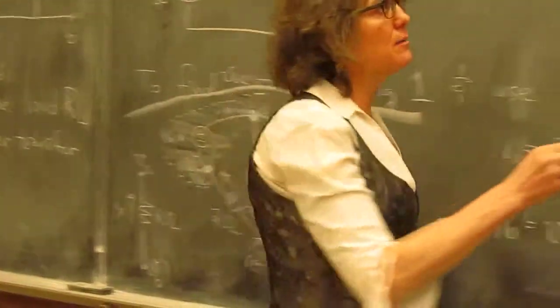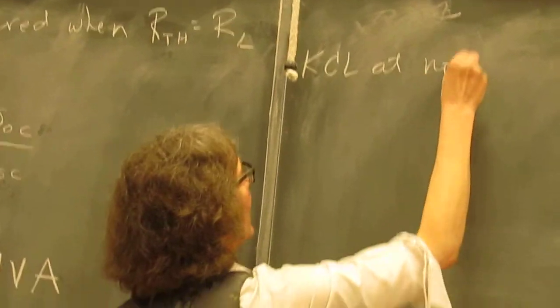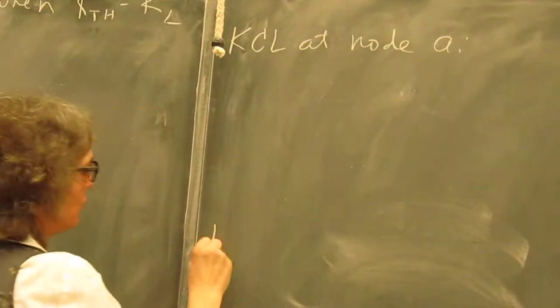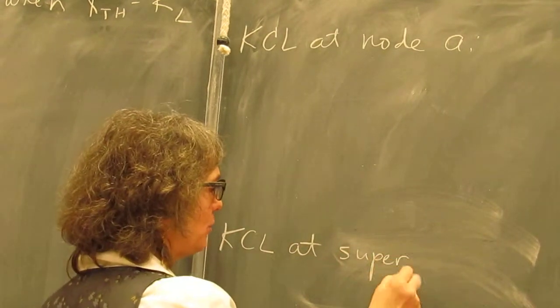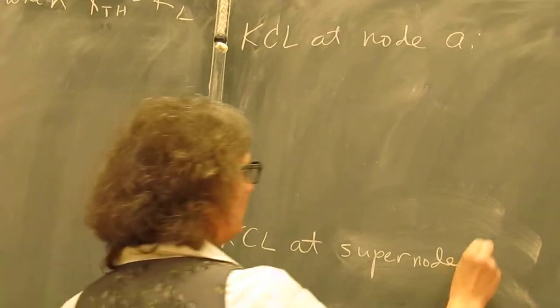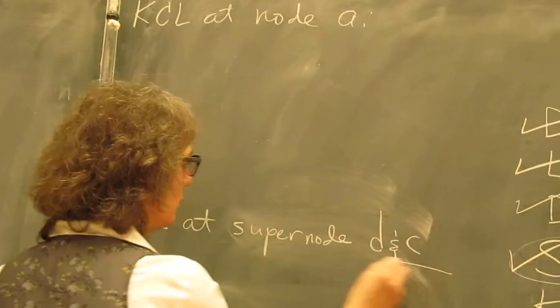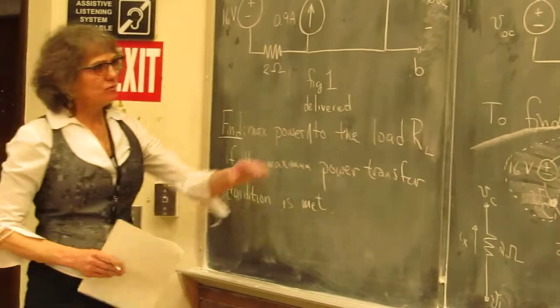And label them. So you're going to do Kirchhoff's current law at node A. And then we're also going to do Kirchhoff's current law, just so that people know what I'm doing, at a supernode. I guess it's supernode D and C. Okay, so I'm going to do these 2 equations. Let's just do those right now.